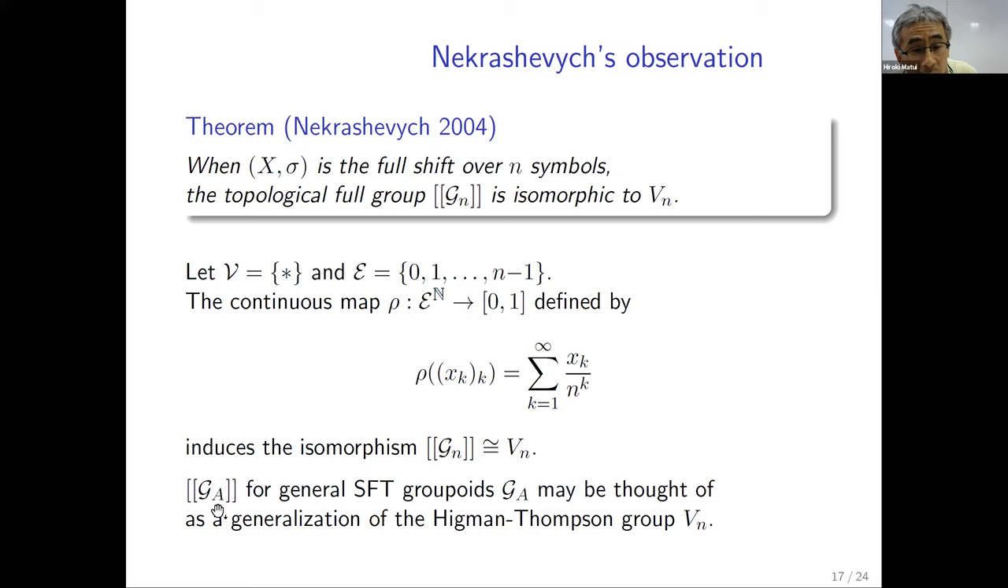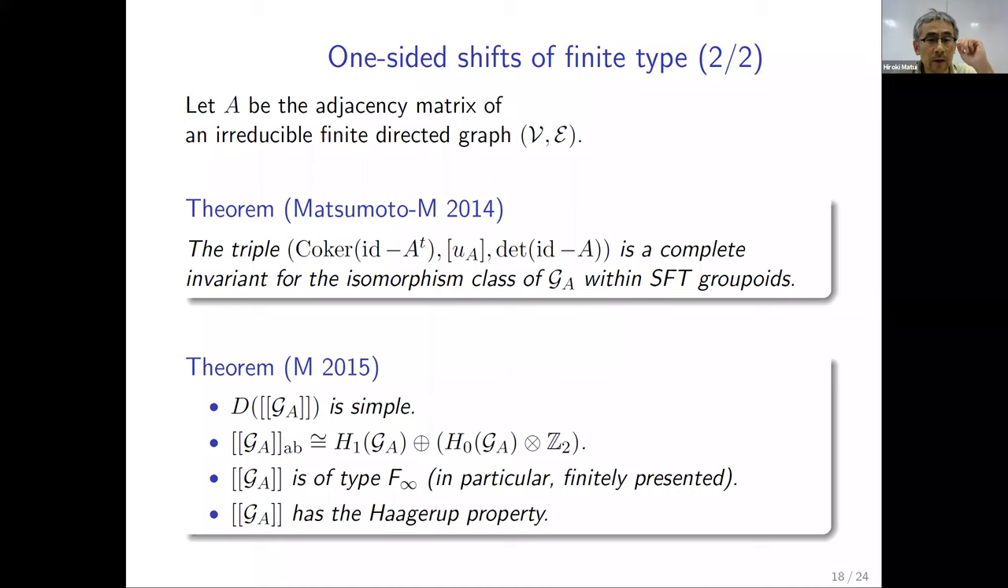For general SFT groupoids, GA may be thought of as a generalization of the Higman-Thompson group Vn. So in this setting, let A be the adjacency matrix of an irreducible finite directed graph. Then first I proved that, let's consider this triple. Then it's a complete invariant for the isomorphism class of GA within SFT groupoids. So we gave a complete classification of the SFT groupoids.